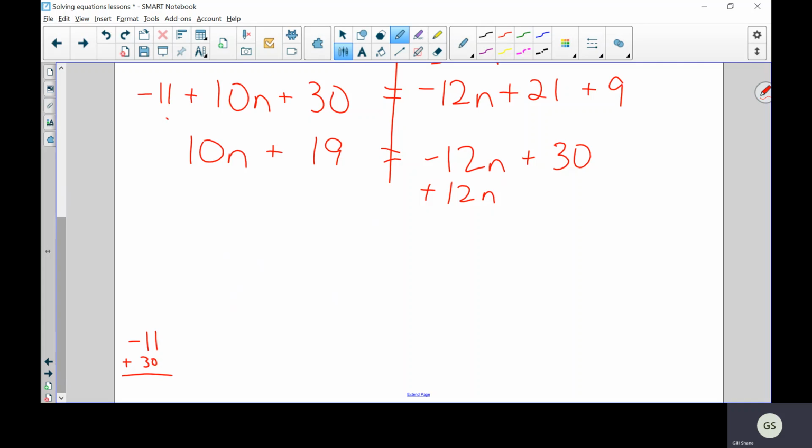Now, the only thing you got to remember, whatever you do on one side, you got to come over here, do to the other side. So you do have to remember that, but that's why I've drilled into you that Mr. Gill's most important rule is whatever you do on one side, do on the other. Now I do the math. 10n plus 12n is 22n. I still have the 19. I didn't do anything with that. And then that went away. The whole reason I did it was to make it go away. I still have the 30 on the other side.